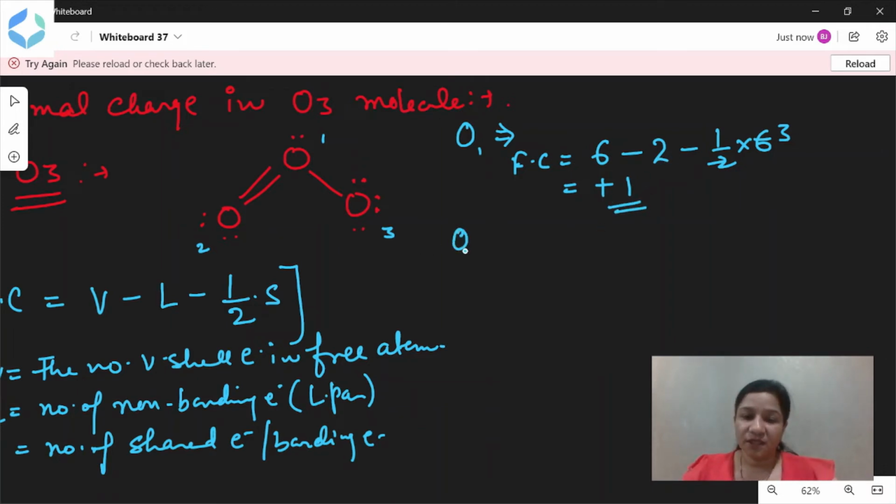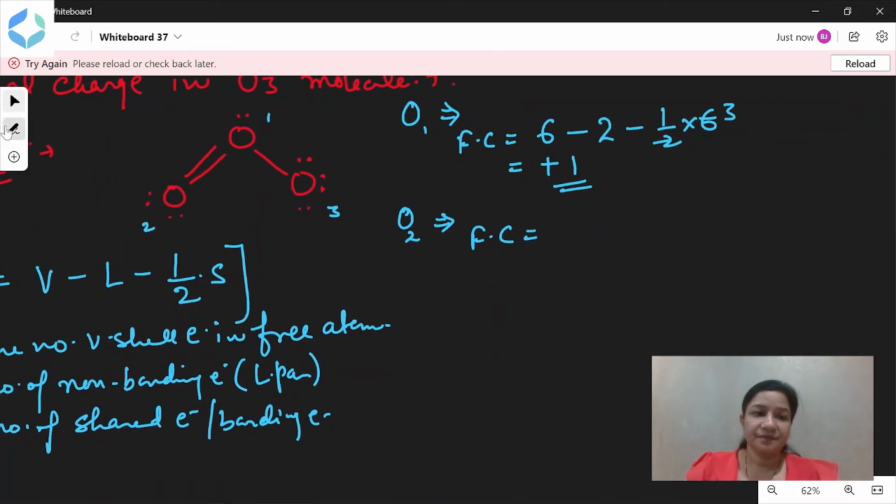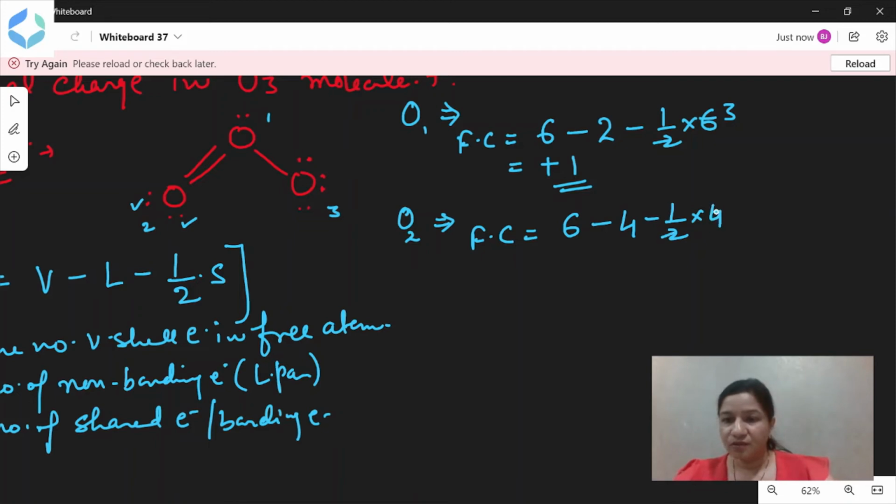Now calculate the formal charge on the second oxygen atom. Again, the oxygen atom in the free state has a total of 6 valence electrons, minus the non-bonding electrons, which this time are 2 and 2, total 4, minus half into the shared electrons with this oxygen and this oxygen: 2 in this bond, 2 in this bond, so total 4 electrons. So half of 4 is 2, and 6 minus 4 minus 2 is 0.